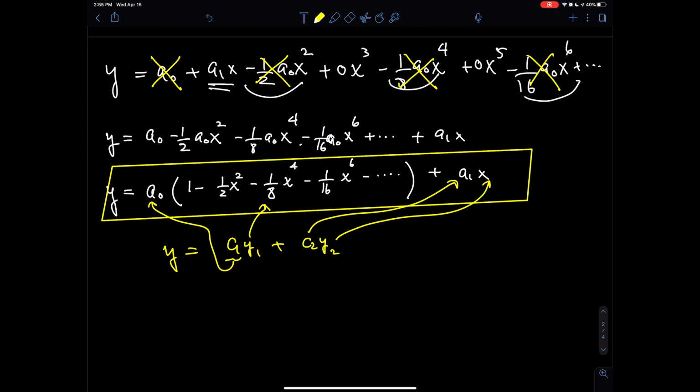You don't always have to get two power series. Sometimes you just get a closed form or a simple elementary function for either one of them at any given time. So that will be the solution.